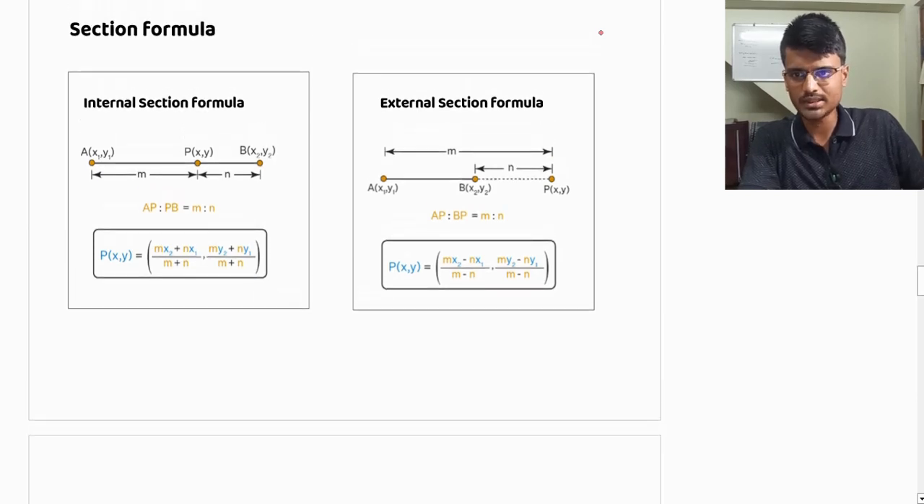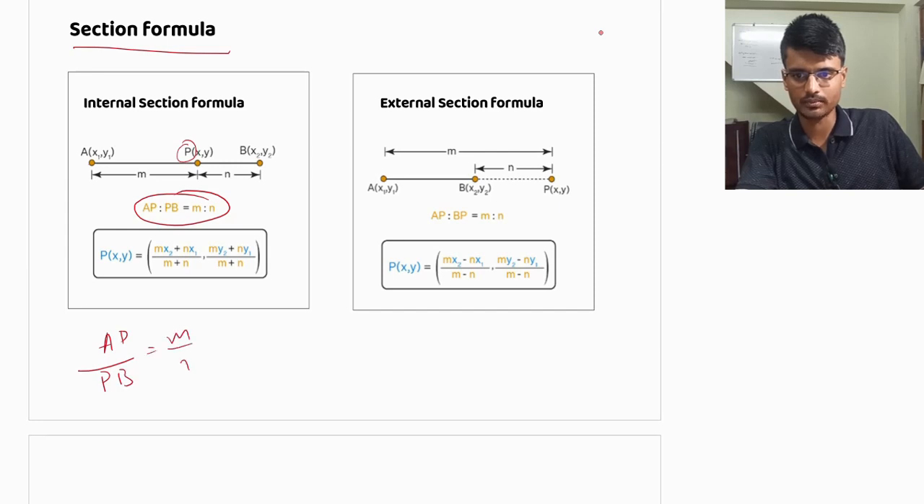You need to know this. This is the section formula. So what is the section formula? Given a line segment AB, if there is a point P that divides line segment AB in the ratio m is to n, then AP by PB is equal to m by n. The coordinates of point A and point B are given, and the ratio is also given.